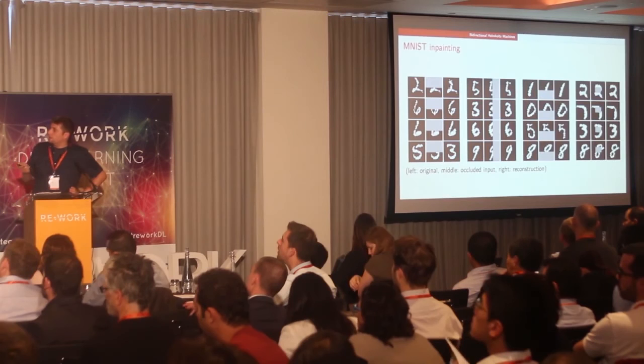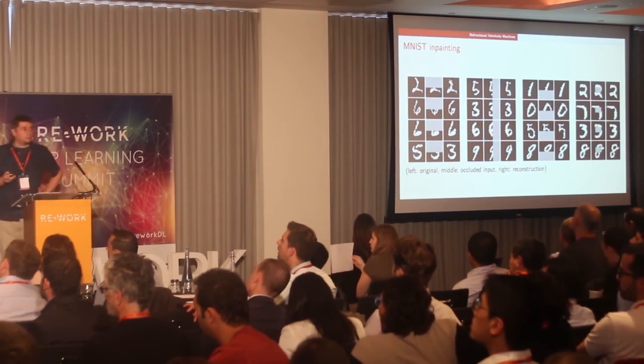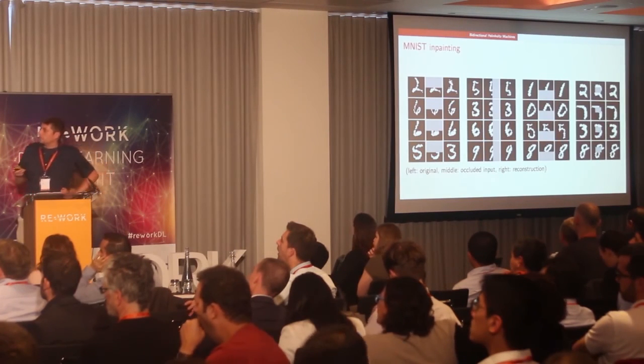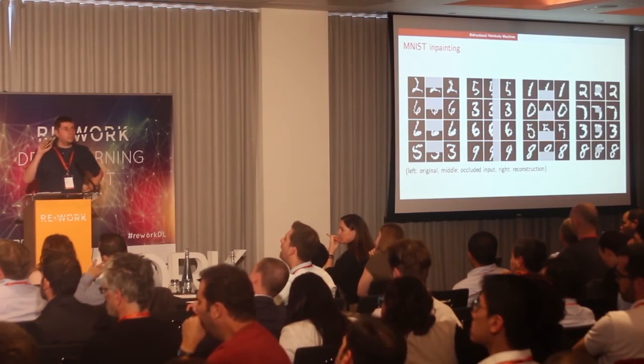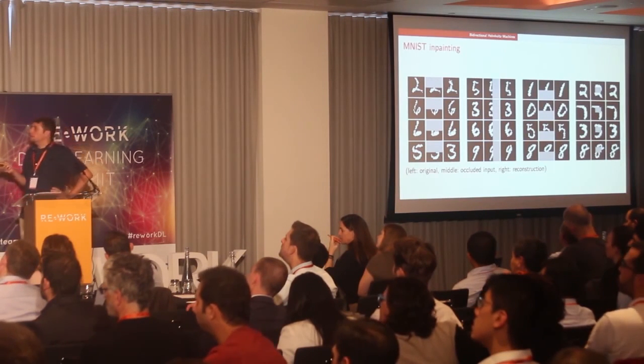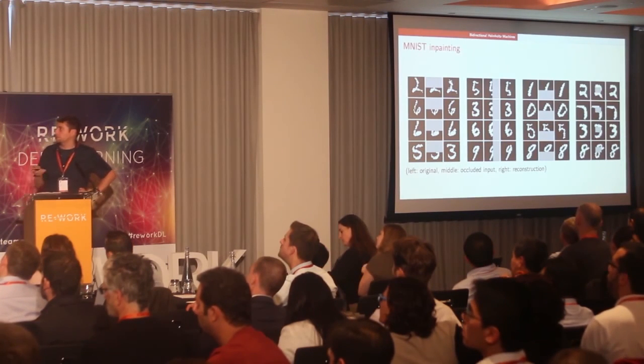All the left columns in each block show the ground truth digit that was in the test set. Then we blank out half of the digit and present the trained model this corrupted image. And the task of the model would be to reconstruct the missing part, the gray part.